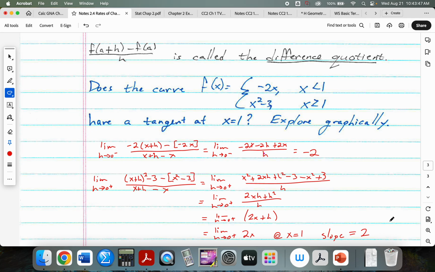The right-hand branch has a different slope than the left-hand branch does. Because of that, we do not have a tangent at x equals 1. So the answer is no. Be sure to answer the question on these. Occasionally on the free response section of the AP exam, a student will go through and do all this lovely work and never actually answer the question.